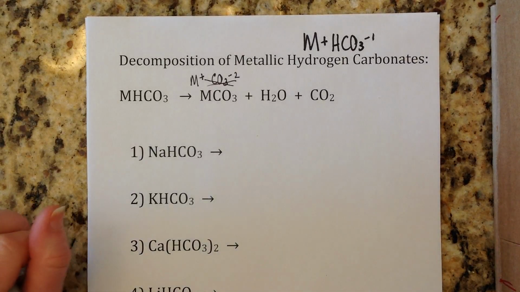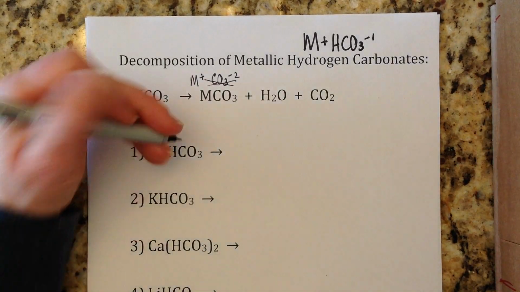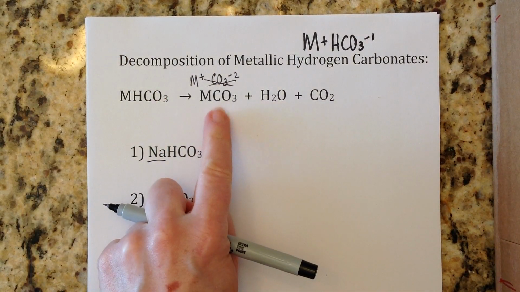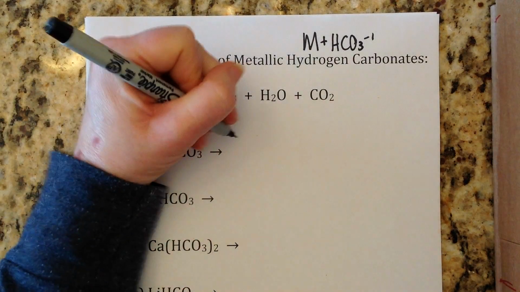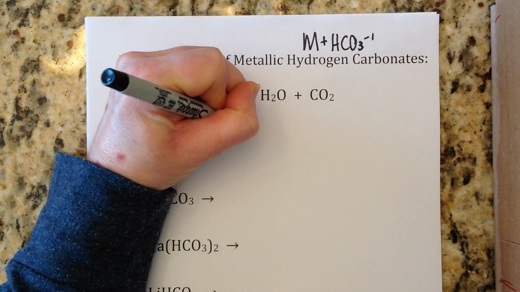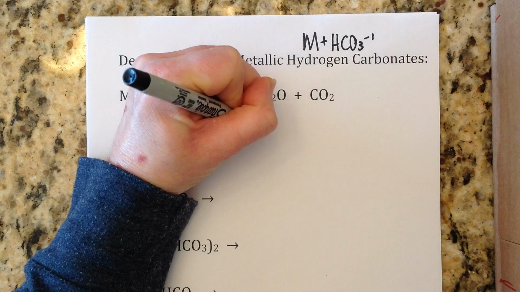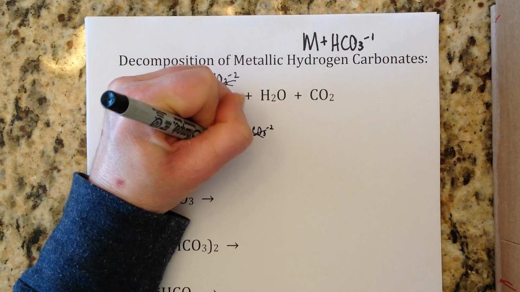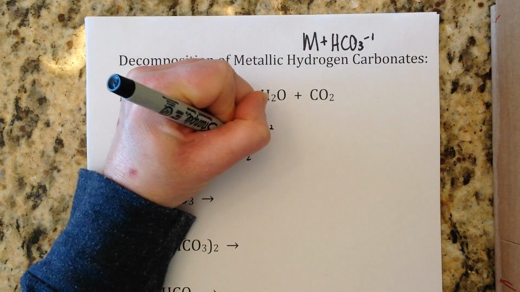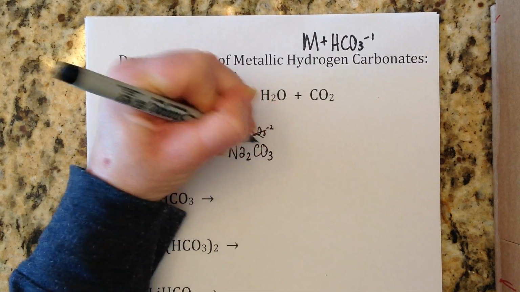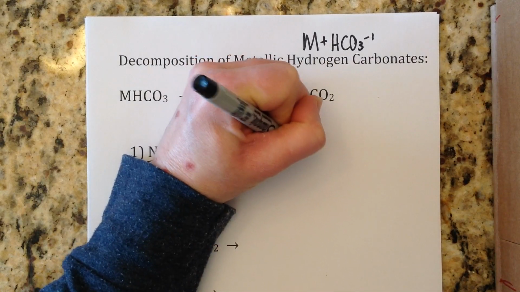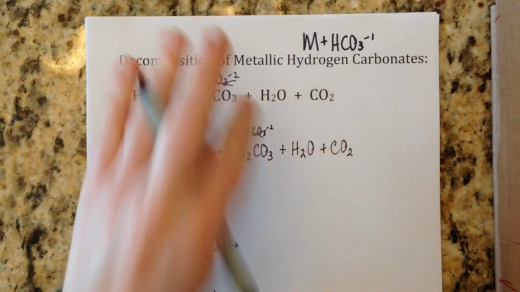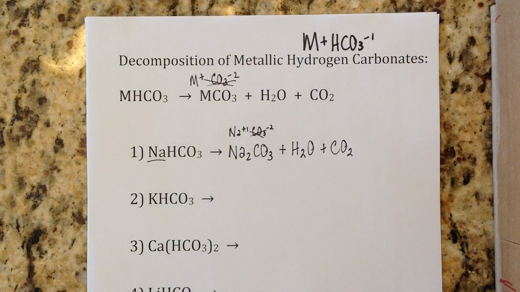So number 1 is sodium hydrogen carbonate. I'm going to take that metal, I'm going to crisscross it with carbonate because that's what the rule tells me to do. So sodium is a +1. Carbonate is CO3 minus 2. Crisscross, that gives me Na2CO3. And then add water and carbon dioxide because that's what the rule told me to do.